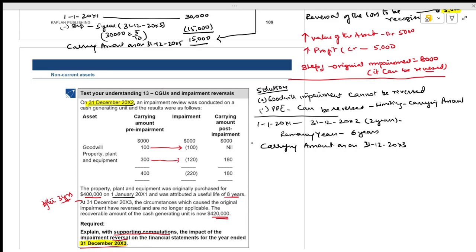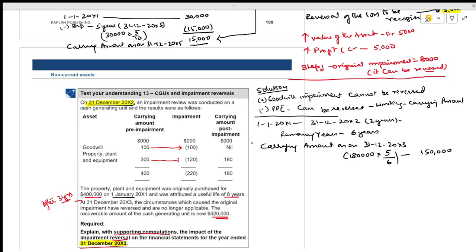Is it 1 minute? 180 times... is it right? How much is there? 180. Okay, 180,000 times how many years have been there? Remaining years are 5. Total number of years are how much? 6. It comes to how much? Carrying amount is 150,000. Okay, carrying amount is 150,000.